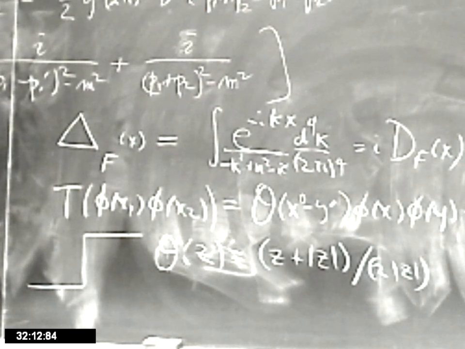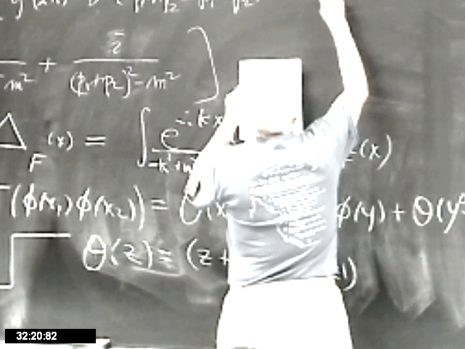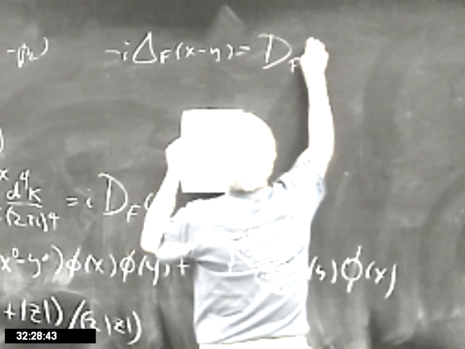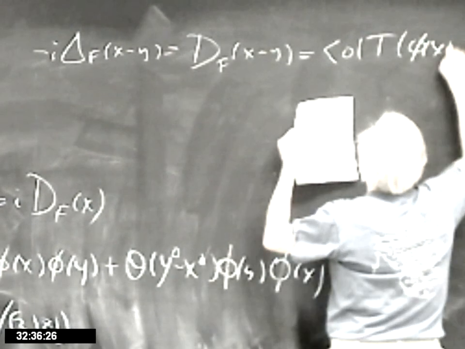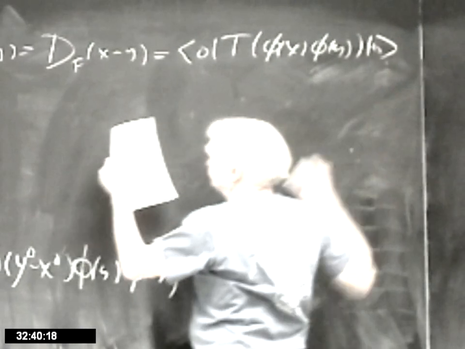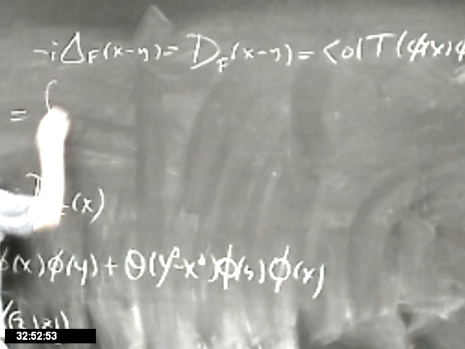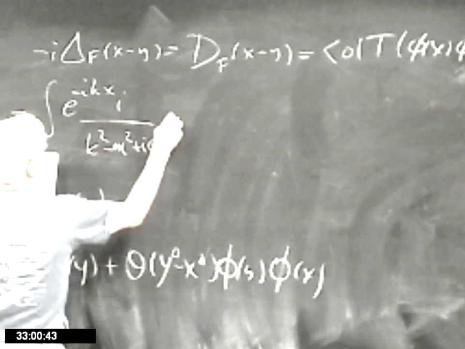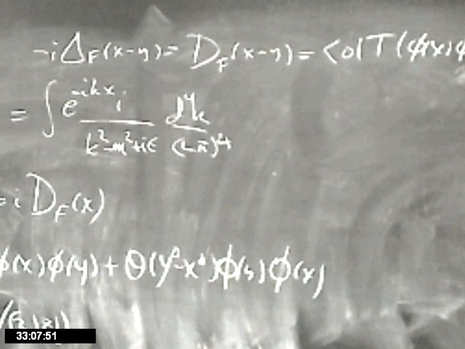All right. Now, what we'll see is that minus i D_F of x minus y, which is equal to Delta_F of x minus y, equals the vacuum expectation value of the time-ordered product of phi(x), phi(y). All right, where D_F is defined over there. And so just to write it down one more time, the integral of e to the minus i k x, i over k squared minus m squared plus i epsilon, d4k over 2 pi to the fourth, and you see this is the thing that I used over here.